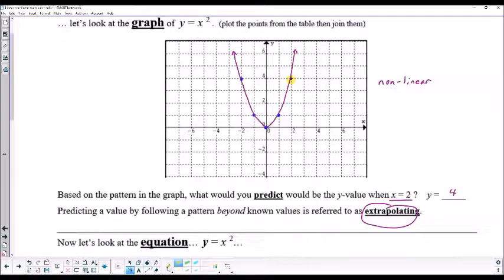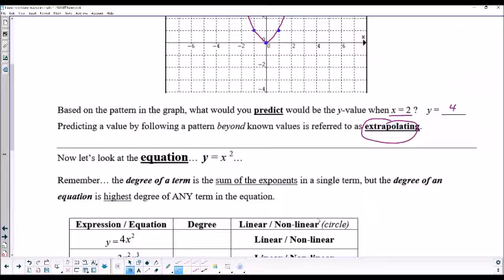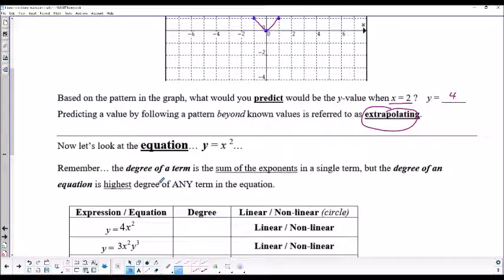Okay, so if we look at this equation, y equals x squared, we have to go back and think: the degree of a term is the sum of exponents in a single term. So if we had some term that were x squared y to the power 4, then the degree of this is going to be 6. It's the sum of those exponents. And the degree of an equation is the highest degree of any term in the equation.